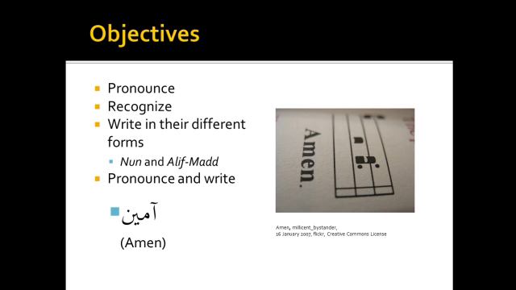So we have four main objectives in this lesson. The first is to pronounce the Nun and the Alif-Madd correctly. The second is to recognize the Nun and the Alif-Madd when we see them in a word. The third is to write the Nun and the Alif-Madd in their different forms. And the fourth is to write and pronounce the Alif-Madd and the Nun in a word. And the word we have for this lesson is Ameen, or Amen in Arabic.